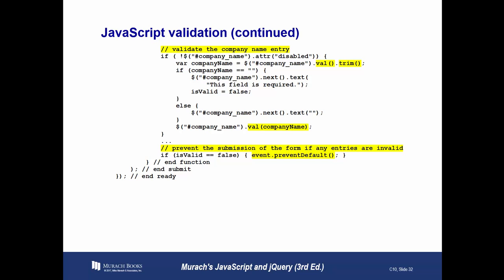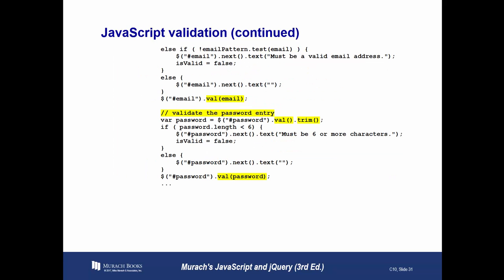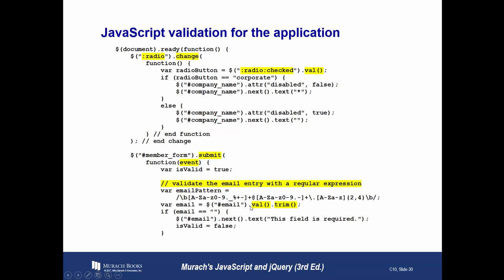The validation for the email entry shows how to use a regular expression. And that is right over here. The jQuery trim method is used to trim each entry before it's tested to make sure the user didn't just hit the space bar or put in any extraneous beginning or ending blank spaces.